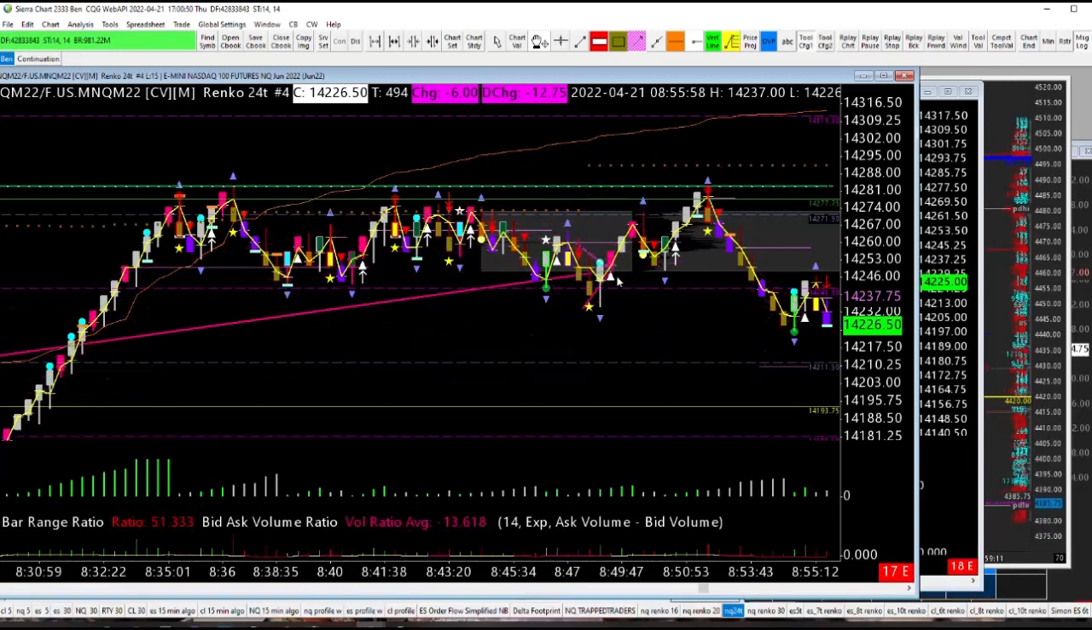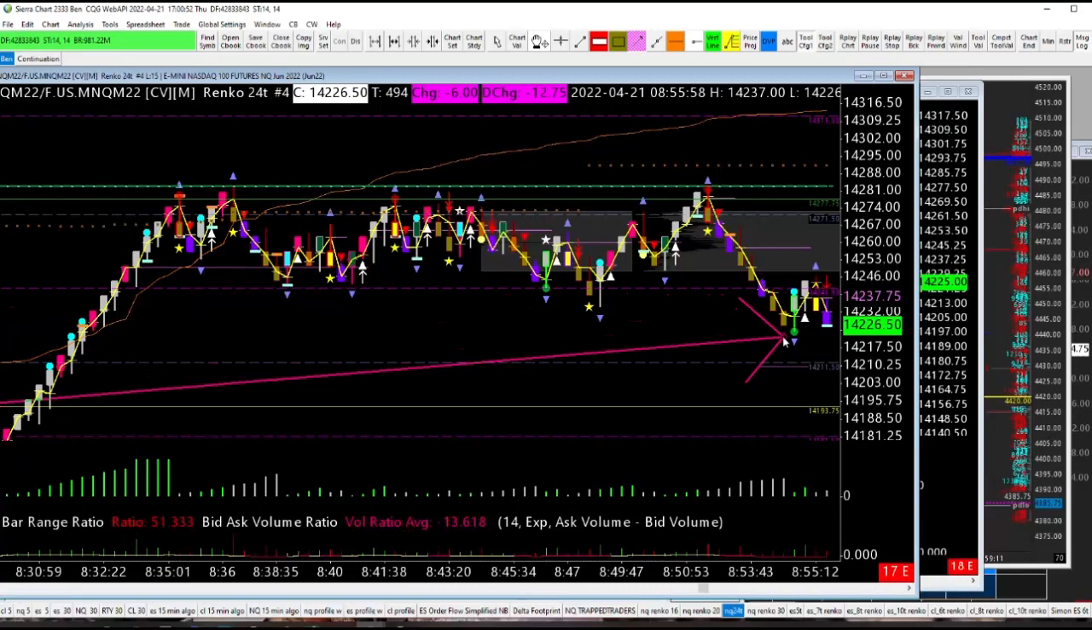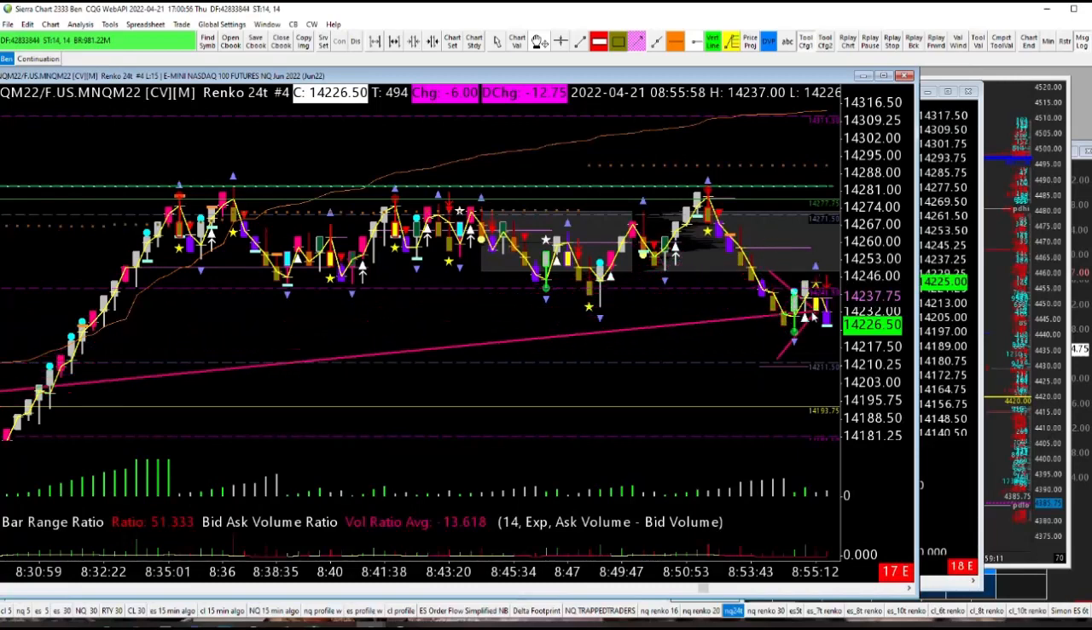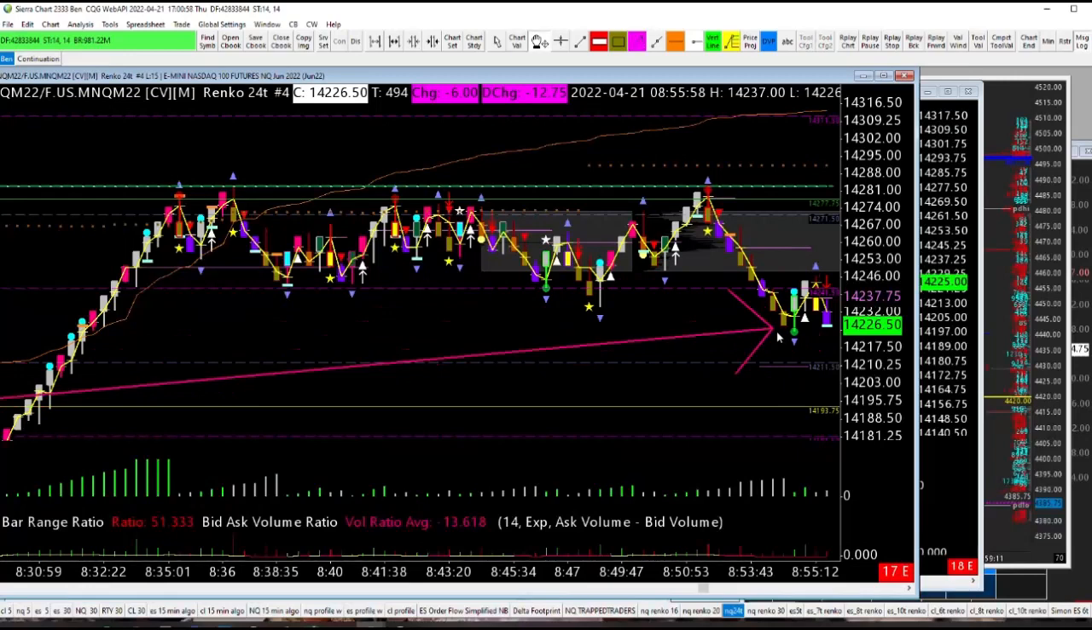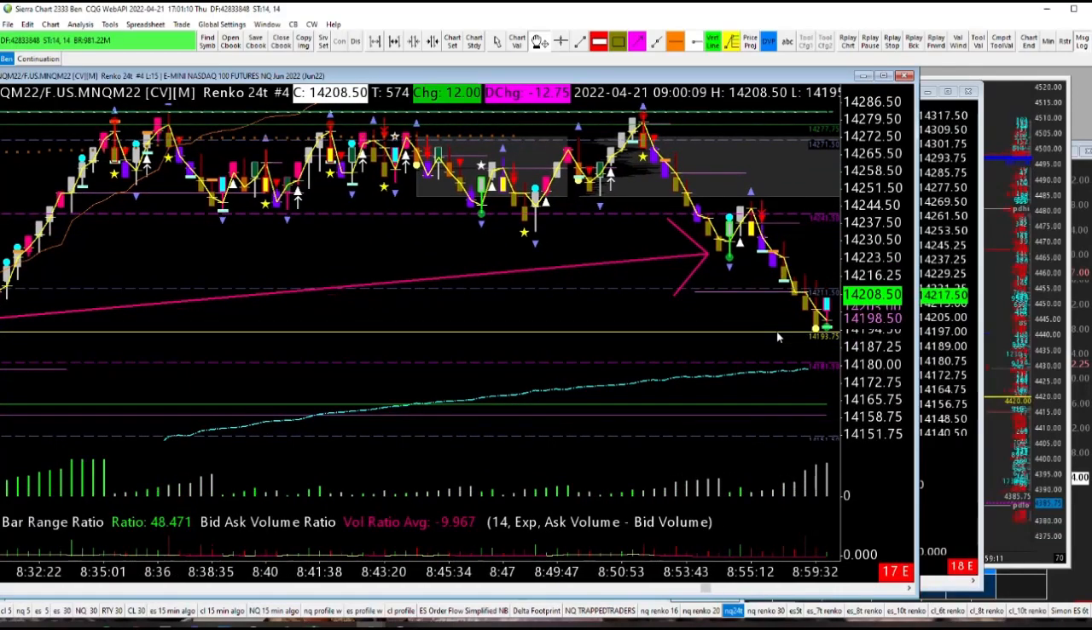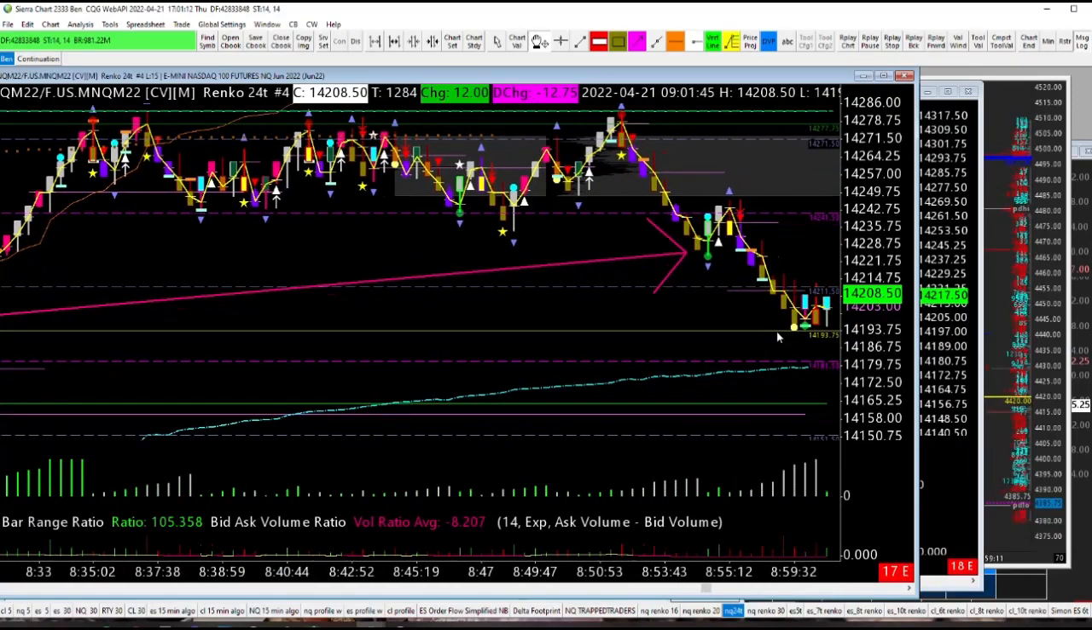But even at this point, half an hour in, if you were watching very closely and you noticed that we broke under this power bar and came back and rejected off of it, that right there was a sign that something's up. We're not continuing out higher without coming back. We're probably going back to VWAP. So there's VWAP right there, and we're heading towards it.